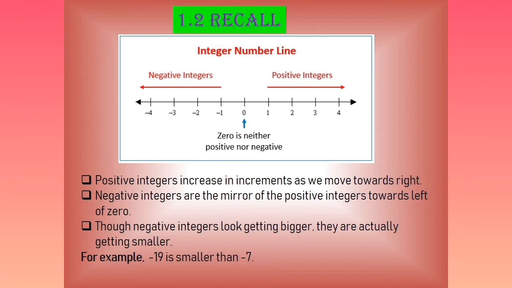Recall. Given below is the integer number line with negative integers and positive integers. We note that 0 is neither positive nor negative. Positive integers increase in increments as we move towards the right. Negative integers are the mirror of the positive integers towards the left of 0. Though negative integers look like they are getting bigger, they are actually getting smaller. For example, -19 is smaller than -7.